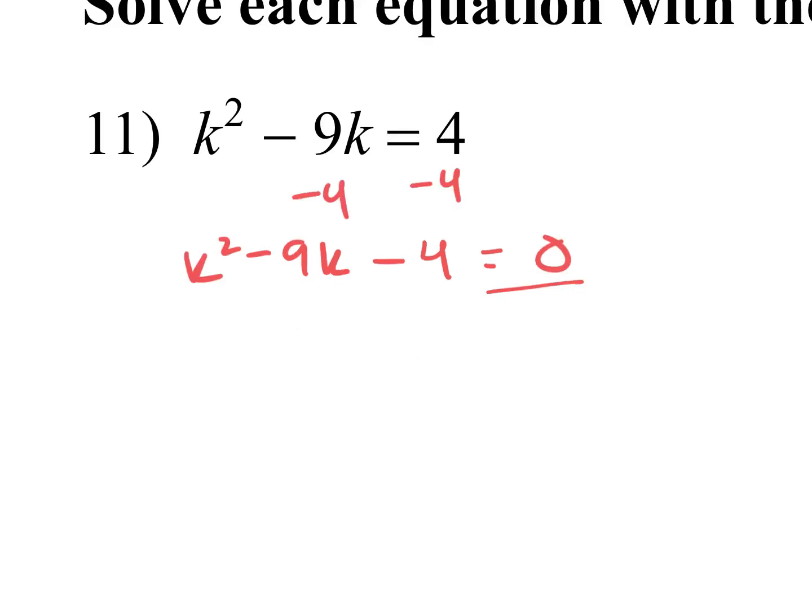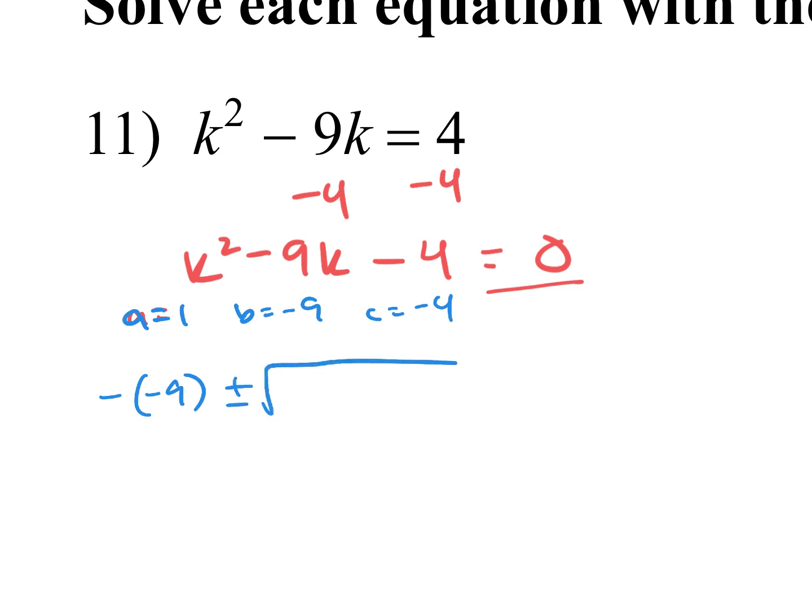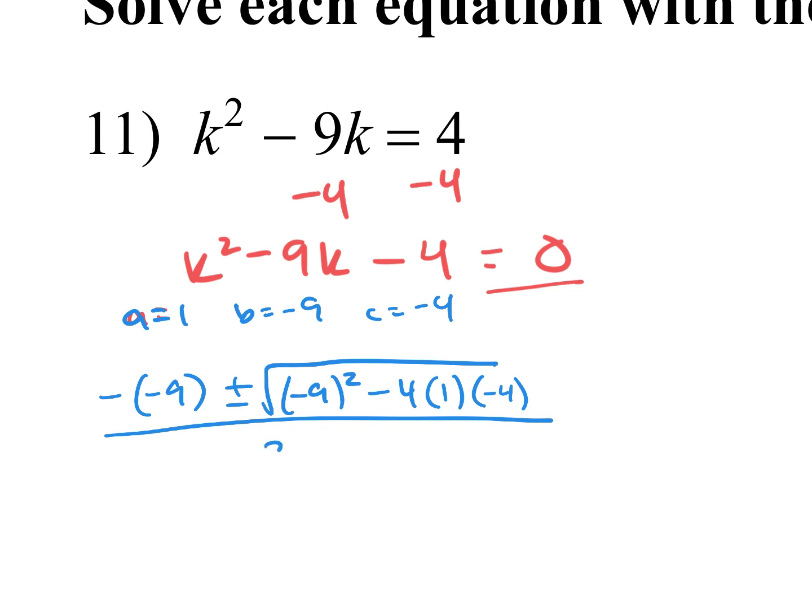So we need to find A, B, and C. So what's A? 1. What's B? Negative 9. What's C? Negative 4. Then we plug it in. So negative B, so negative 9 plus or minus the square root of B squared minus 4 times A times C over 2A.